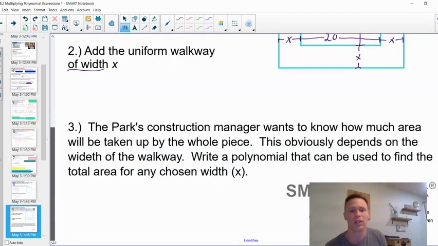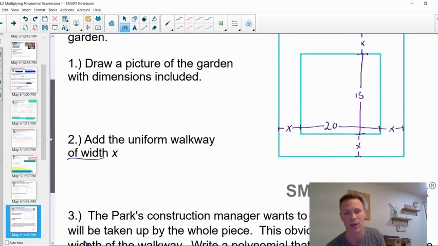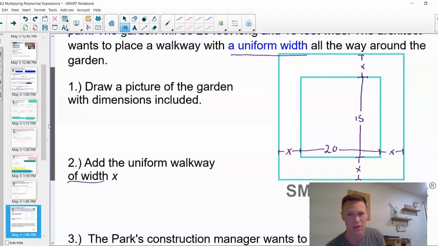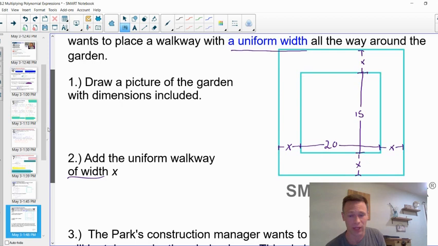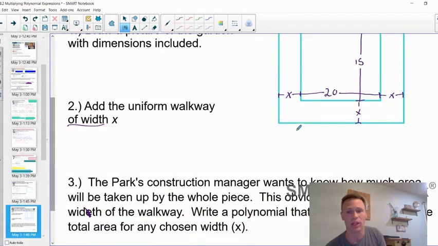Okay, so here's what we've got going on. The park's construction manager wants to know how much area will be taken up by the whole piece, the whole garden plus the walkway. This obviously depends on the width of the walkway. So we can write a polynomial that can be used to find the total area for any chosen width. If they haven't made a decision yet, we can write a polynomial based on this. Well, how am I going to do that, right? I have to find the total area of this outside thing.